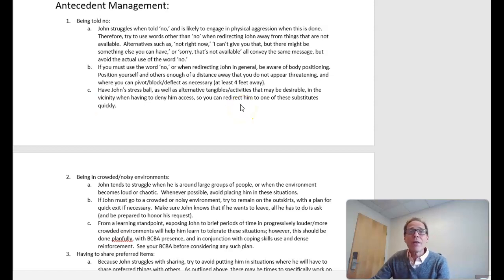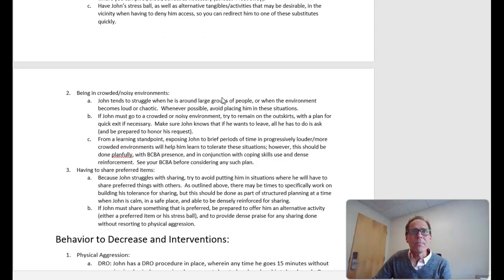And then finally, we can also think about that sometimes we intentionally want to expose our learner to potentially aversive situations, potential situations that might serve as antecedents, but that we want to do that in a really planful way, in a way that's designed to build skills and build tolerance, which takes a lot of planning and takes a lot of support to be able to successfully shepherd our learners through those situations. So that's our antecedent management section.